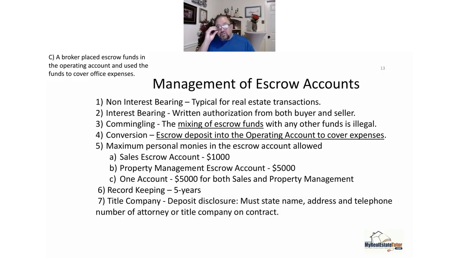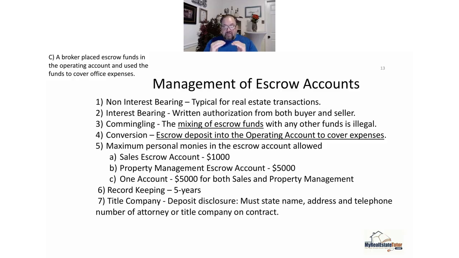Be careful with that because you may get a question that says the broker has $950 when opening an account and puts $950 of their own money into the escrow account. That is allowed. That's not commingling. Remember, the broker is allowed to keep up to $1,000. That's it, not $1,001. That would be commingling of personal funds.